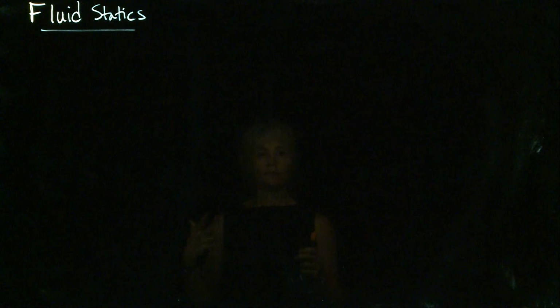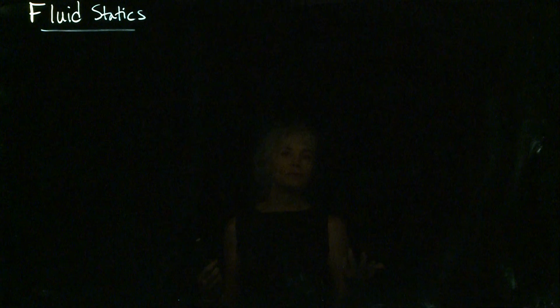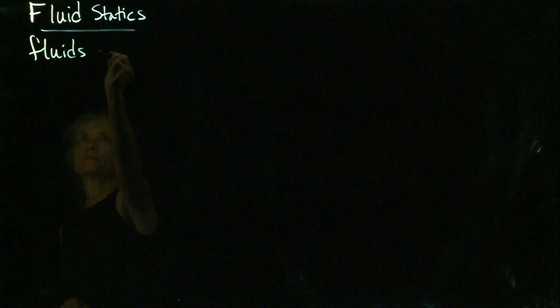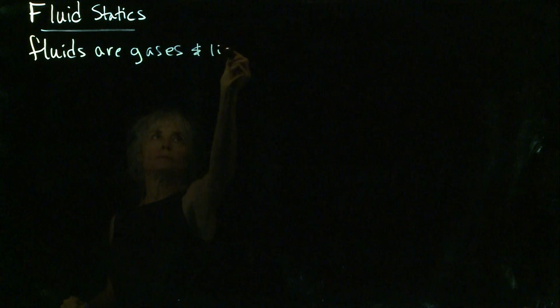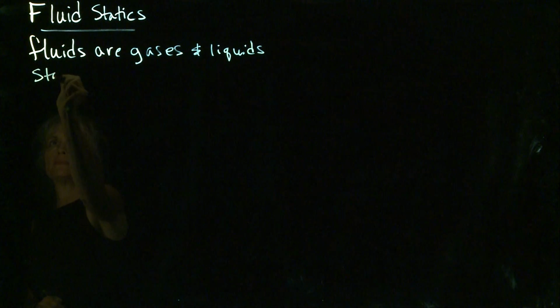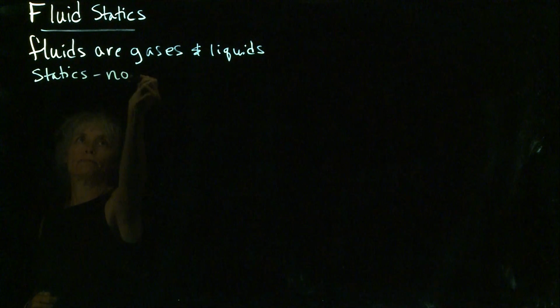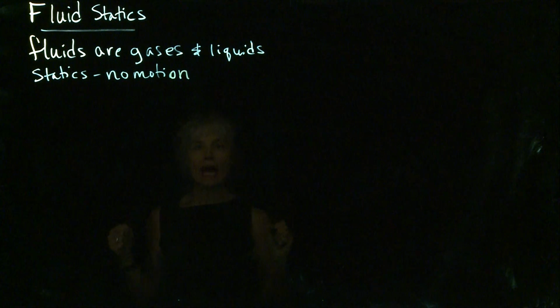So a fluid is something that flows. What flows? Gases and liquids flow. Remember there's 4 states of matter: solids, liquids, gases, and plasma. 2 of them flow, and that are gases and liquids, and so gases and liquids make up fluids. So fluids are gases and liquids. And statics, no motion. So these are gases and liquids that are in static equilibrium.